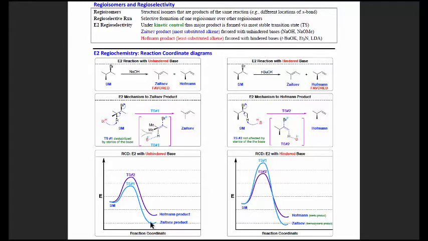And so even though the Zaitsev product is lower in energy in both cases, if the hump you have to get through is low, you'll go there. But if the hump you have to get through is high, then you can't access that. And again, what matters is the height of the hump, not the height of the two products involved.